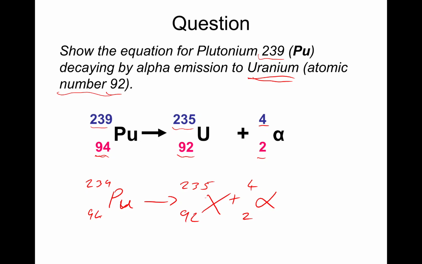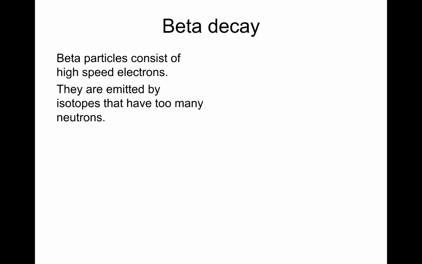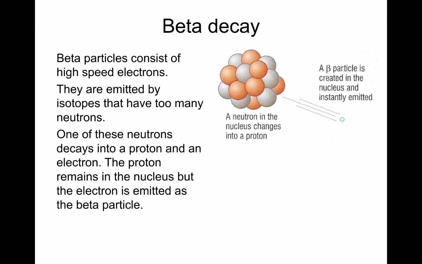Okay, let's move on. So what is beta decay? Beta particles consist of high-speed electrons. They are emitted by isotopes that have too many neutrons. One of these neutrons decays into a proton and an electron. The proton remains within the nucleus, but the electron is emitted as a beta particle.